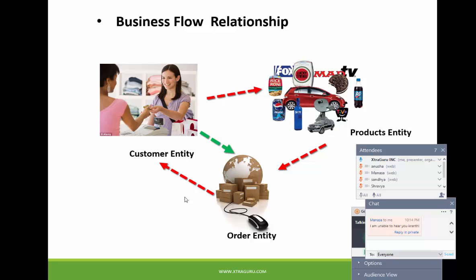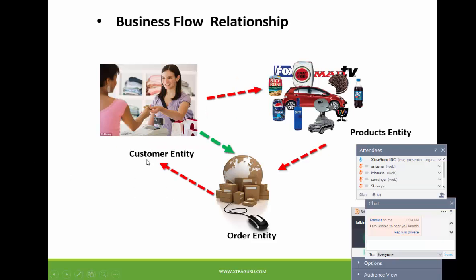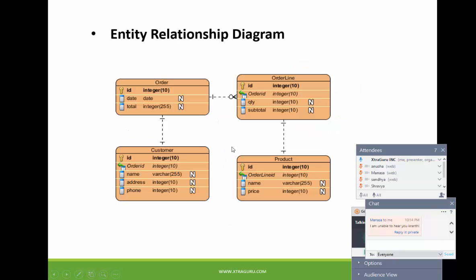So but let's focus on the small business requirements here. Now when I talk about the entity relationship diagram, as I mentioned here, we just found out these are the entities we need for our business requirement: customer, product, and order. Now we are going to take that entity relationship diagram a step further.